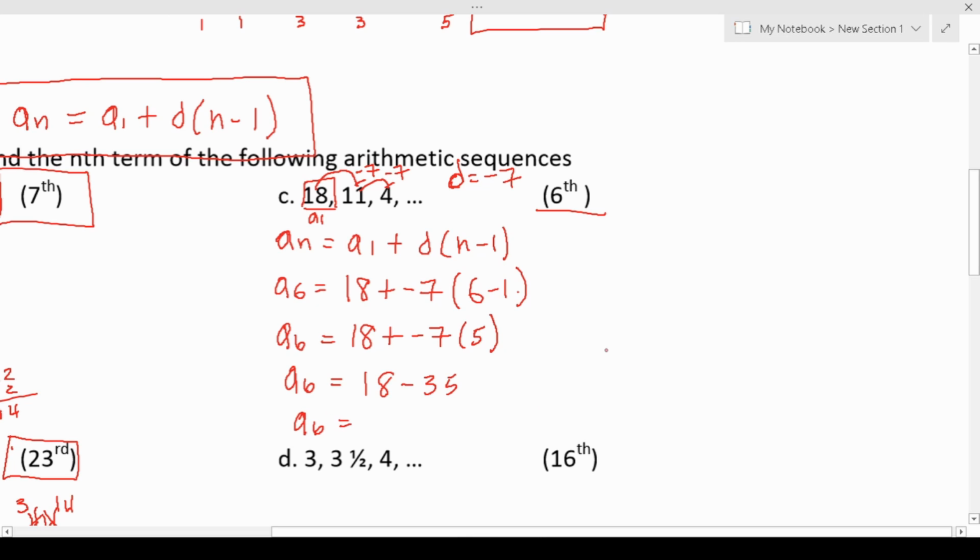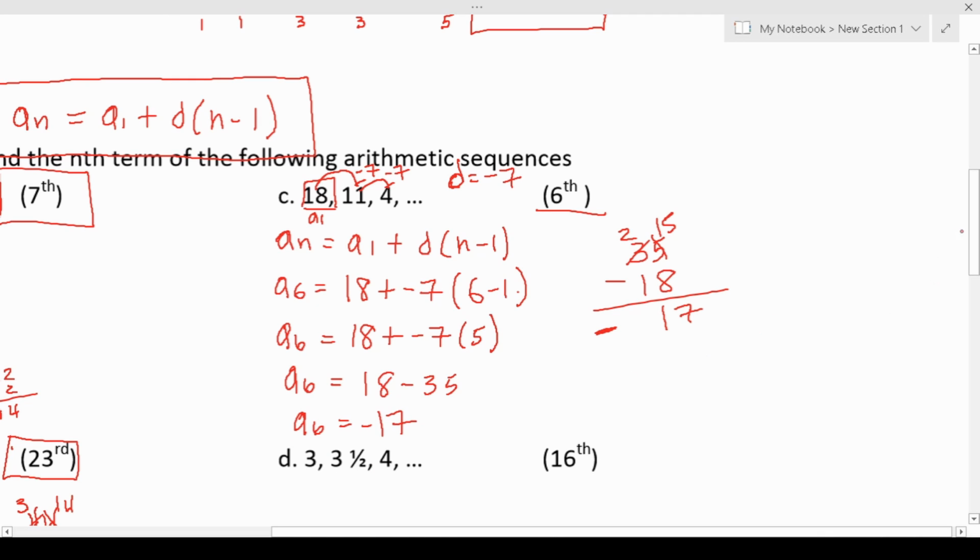In case we can't do this one in our head, let's go ahead and work it off to the side. This is the same as 35 minus 18, but we know our result's going to be negative. 5 minus 8 we can't do, so we have to borrow. This becomes 2. This becomes 15. 15 minus 8 is going to be 7. And then 2 minus 1 is 1. So we can see that a6 is -17.